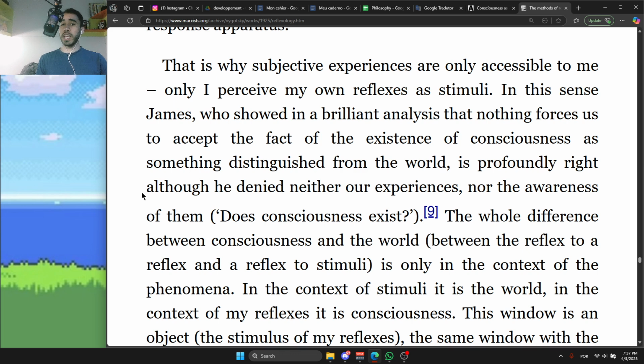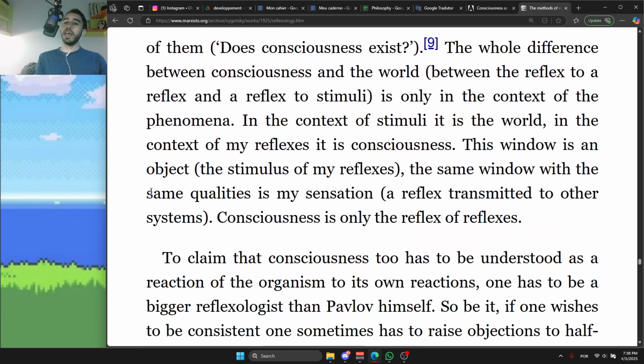In this sense, James, who showed in a brilliant analysis that nothing forces us to accept the fact of the existence of consciousness as something distinguished from the world, is profoundly right, although he denied neither our experiences nor the awareness of them. Does consciousness exist? The whole difference between consciousness and the world, between the reflex to a reflex and the reflex to stimuli, is only in the context of the phenomena. In the context of stimuli, it is the world. In the context of my reflexes, it is consciousness.